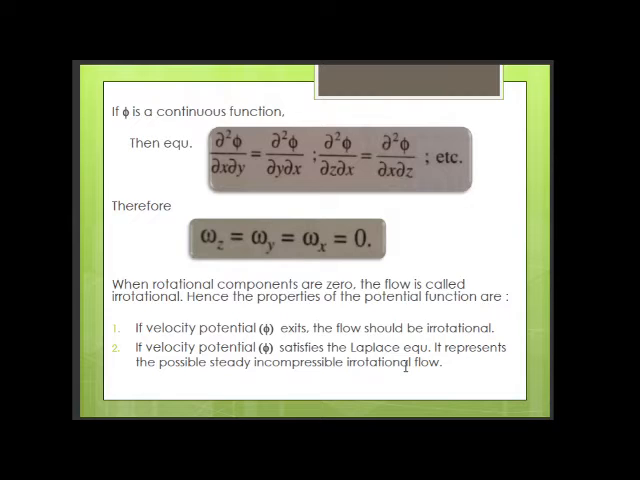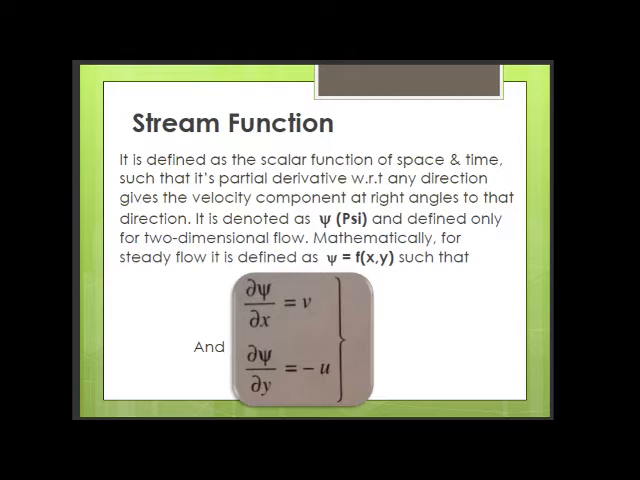Let us move towards the next point, which is the stream function. We have seen the velocity potential function. The stream function is also a scalar function of space and time, but here the partial derivative with respect to any direction gives the velocity component at right angles to that direction.